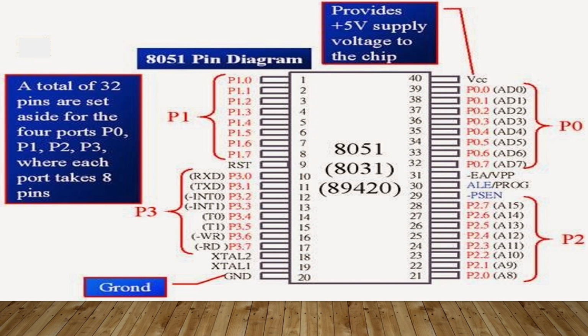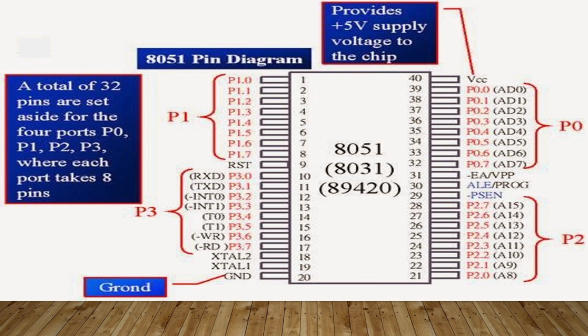P0, P1, P2, P3, these are the four ports. In every port we have 8 pins, and the remaining pins are the ground pin and VCC. I will explain what the use of port 0 is, what the use of port 1 is, what the use of port 2 is, and what the use of port 3 is.